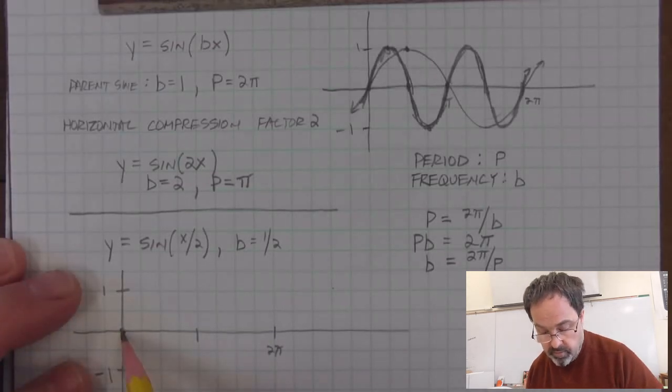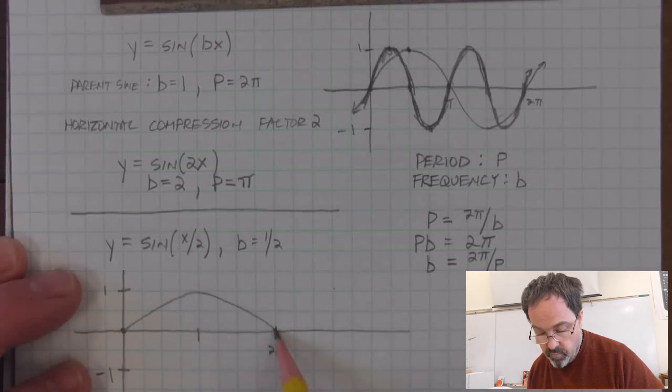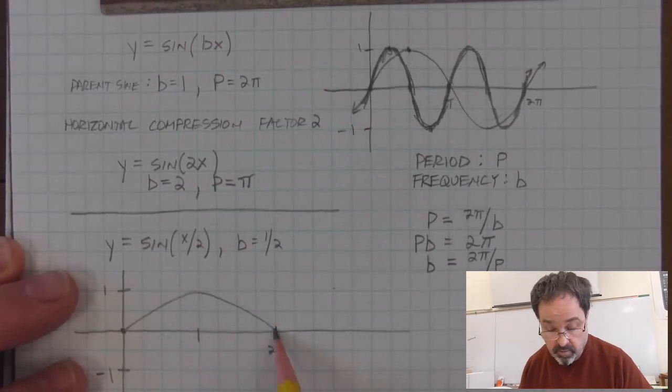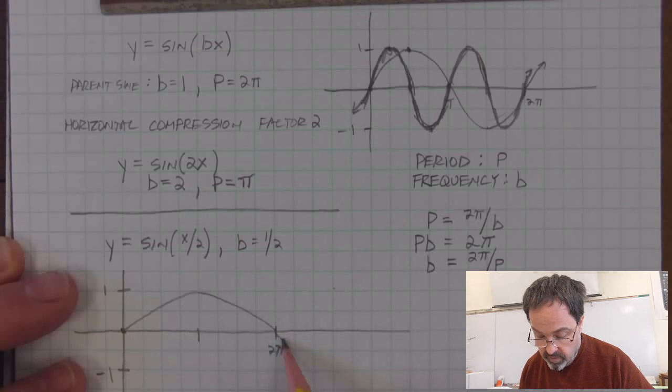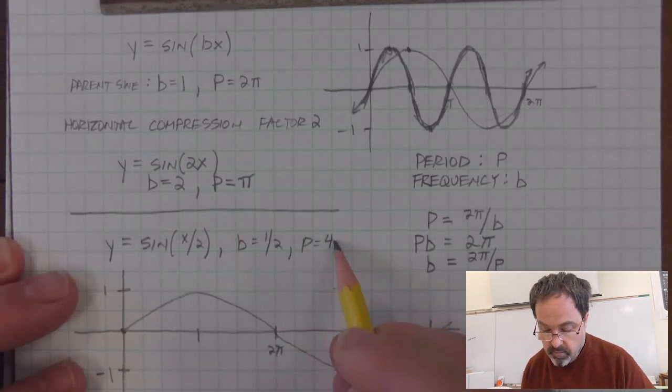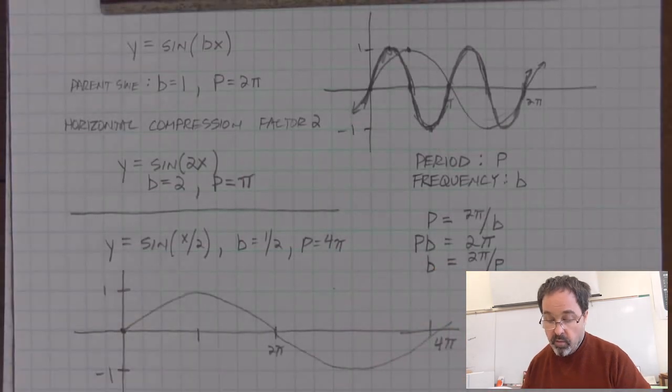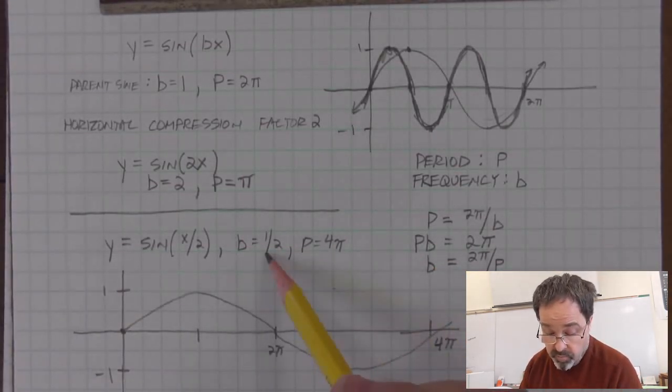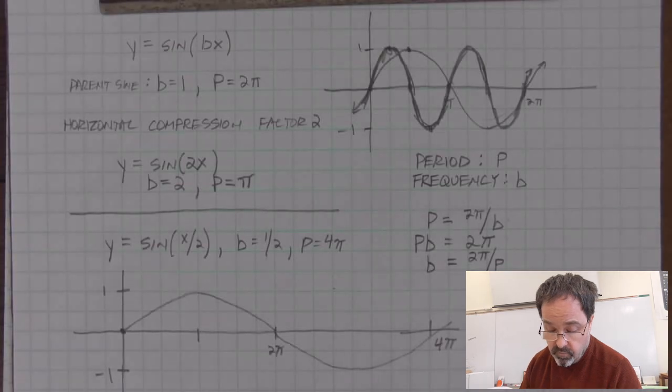Any way you want to think about it, the graph is going to look like this. 1/2 of the wave in the space of 2 pi, which means that we would need another 2 pi of space to complete one wave at 4 pi. So we have a period of 4 pi, which we could have worked out with the b value in any one of these equations as well.